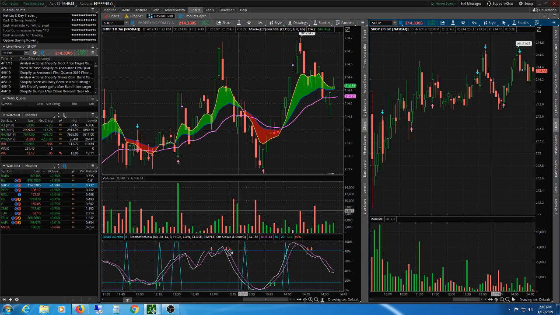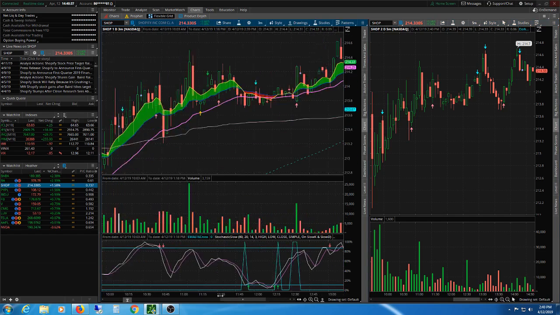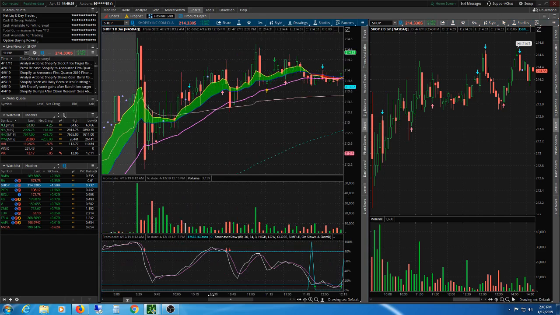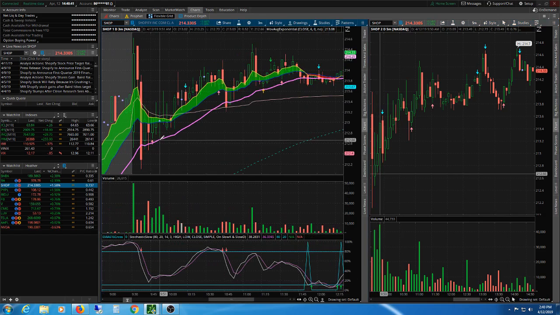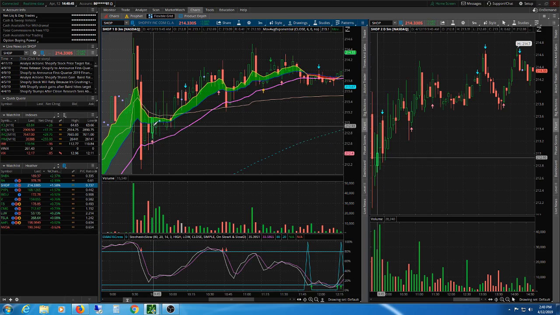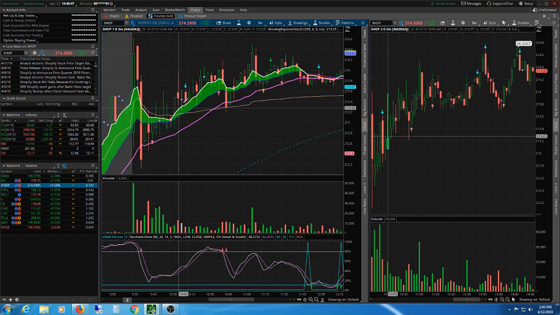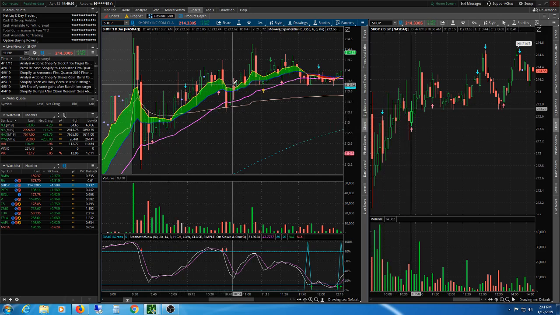Look at SHOP. 3-minute chart on SHOP. Came down to this RSI. Bullish engulfing off the RSI, and pretty much ran up from there for the rest of the day.